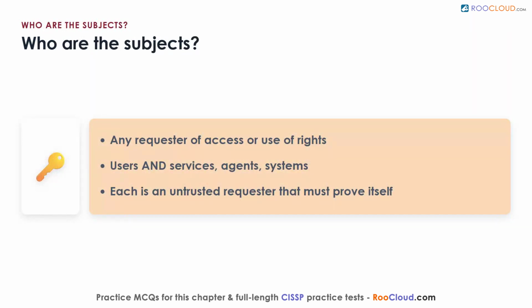Who are the subjects in this model? Subjects are whoever or whatever is asking for access. That includes human users, but it deliberately reaches wider. Services, automated agents, and other systems all count as subjects when they request access or try to use their rights. The model does not care whether a request comes from a person at a keyboard or a background process on a server. Each one is an untrusted requester that must prove itself. Framing every actor this way is what lets zero trust treat all traffic with equal suspicion.